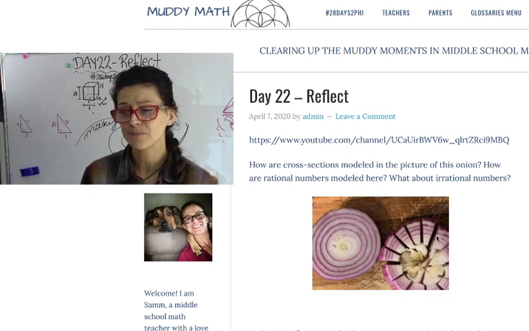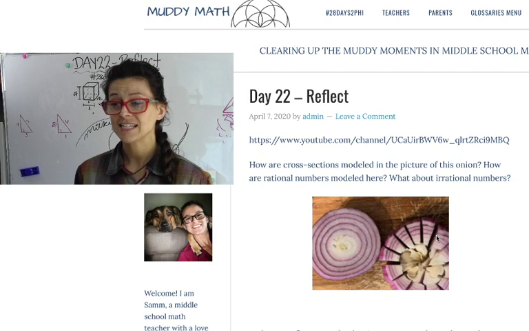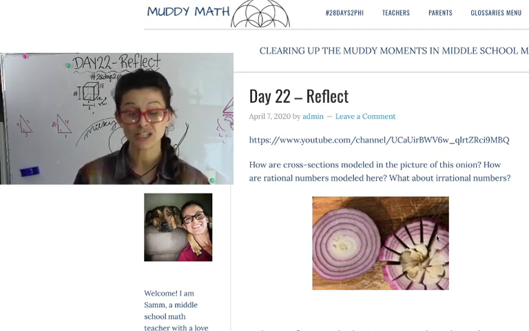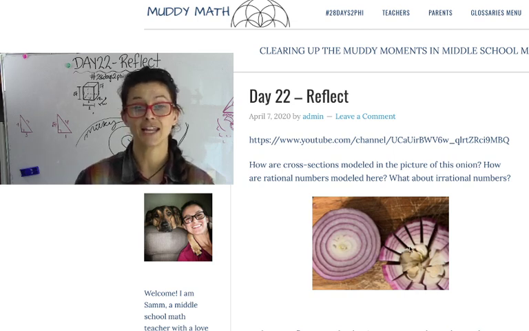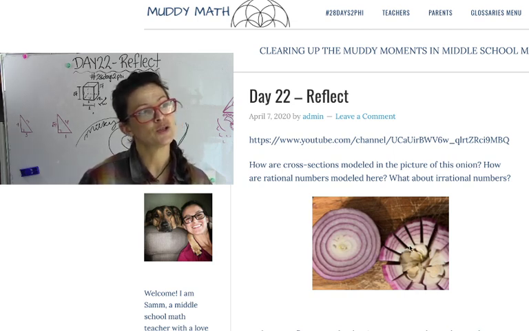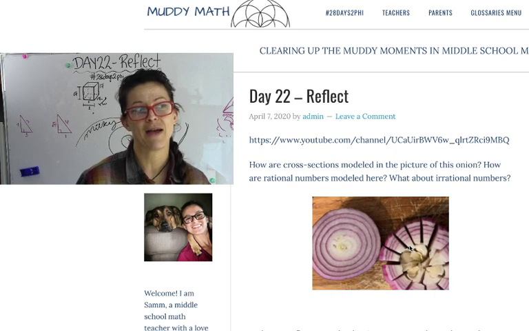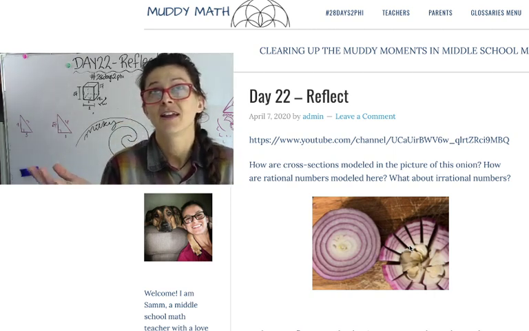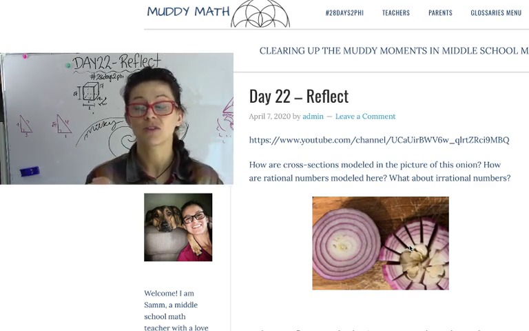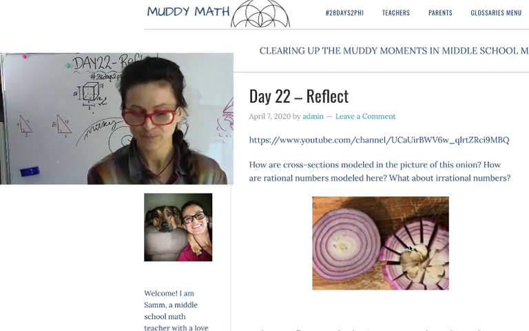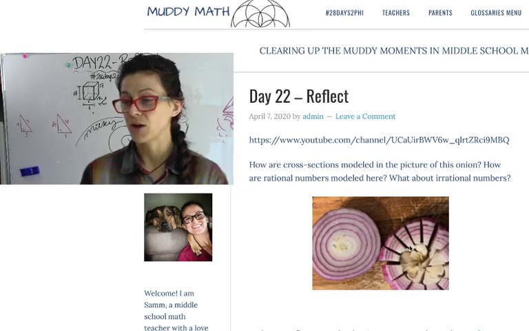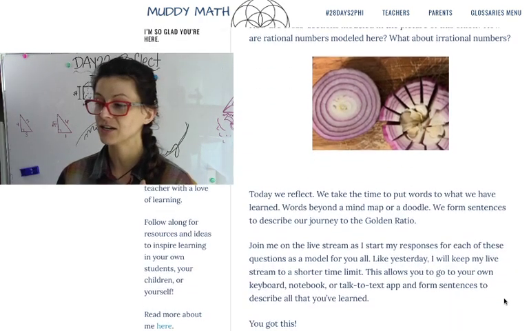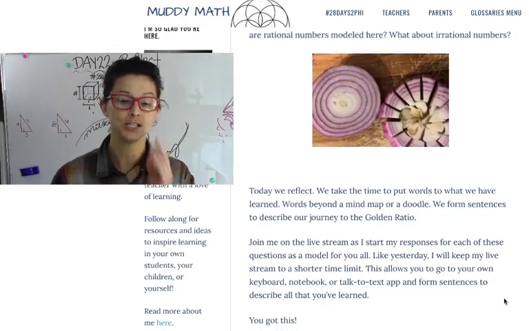Anyway, that's about a couple minutes for everyone to get started, to get settled in. Remember, we're reflecting today, so we're going to be writing. I hope this little onion activator helped you realize how you can identify math in your everyday life, and just take a moment to think about something with a mathematical perspective. So with that being said, today we reflect, and here is the blog post related to day 22.